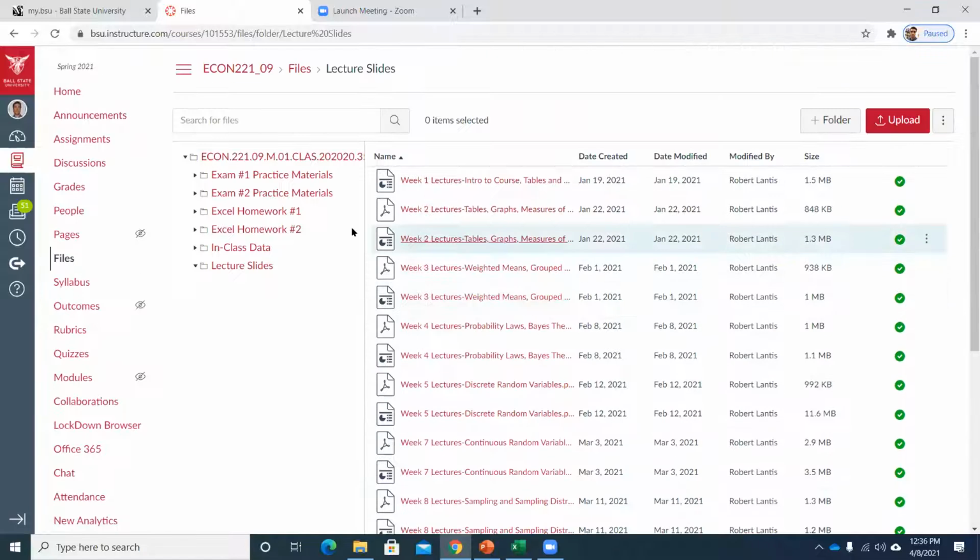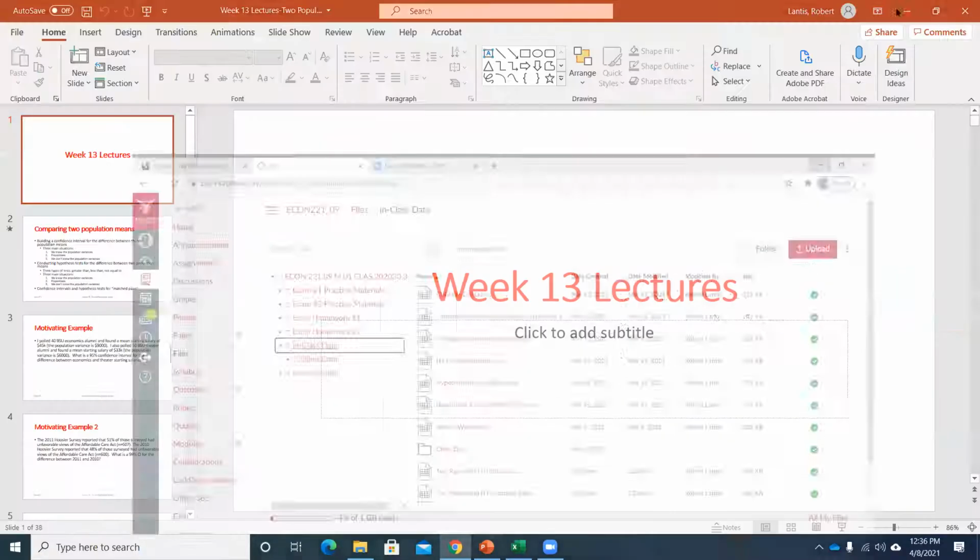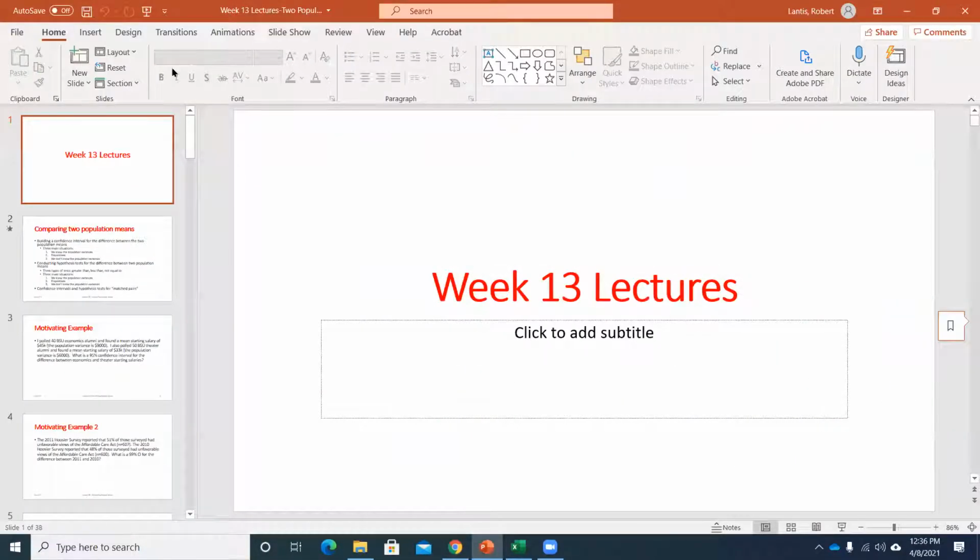And then I also, in the in-class data folder, we'll be working with this population HT blank. So population hypothesis testing, we'll work through that. And once we get there, I think I'll have a little bit more to say about that. Okay.